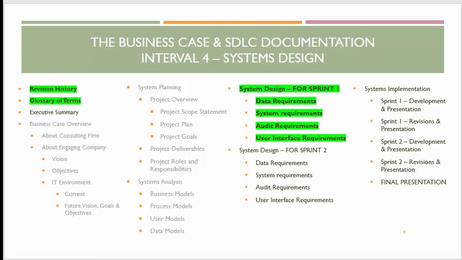Interval 4, which starts in course module 5, you're going to be again asked to complete the items in green, which is the beginning of the system design portion of this project, where you will be defining and documenting the requirements. In this interval, you'll only be documenting and defining the design and requirements for sprint 1, so items that you have chosen to put in sprint 1.